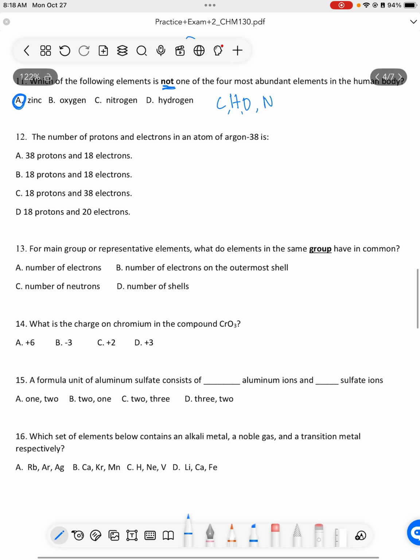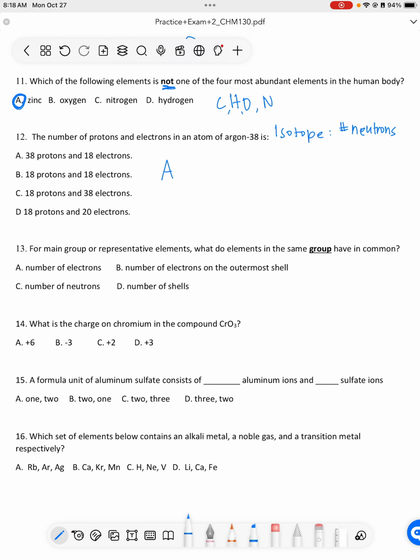So zinc is not an abundant element in our body. Okay, number 12, we're looking at an isotope of argon. Now remember what an isotope is. An isotope, all of the elements can change the number of neutrons. And changing the number of neutrons makes them gain or lose mass. You can think of it as like gaining or losing pounds or weight. And so we see isotopes written in two different ways. We see it with the atomic number.